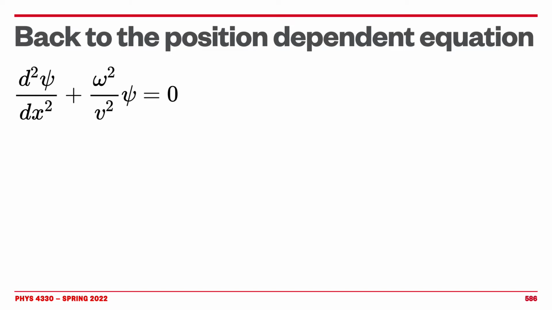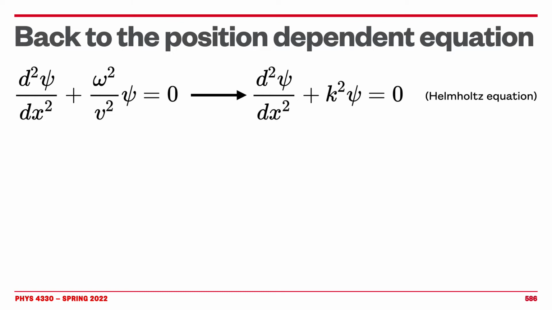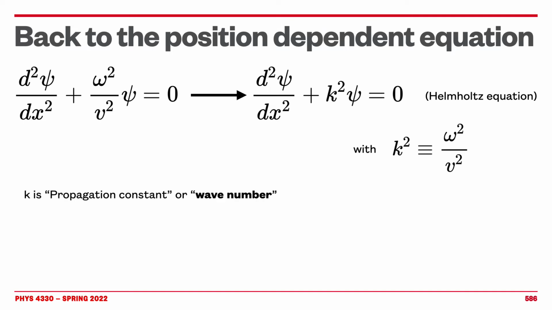So usually people rewrite this equation this way, which is really no big deal. This shape of equation is called the Helmholtz equation. And in order to get that equation, we simply said that k squared is equal to omega squared over v squared. Again, this is a pure definition. But the thing is, k has a specific interpretation, which I'm going to do now. In fact, k is called the propagation constant. It's also called the wave number. So it's really the number of waves.